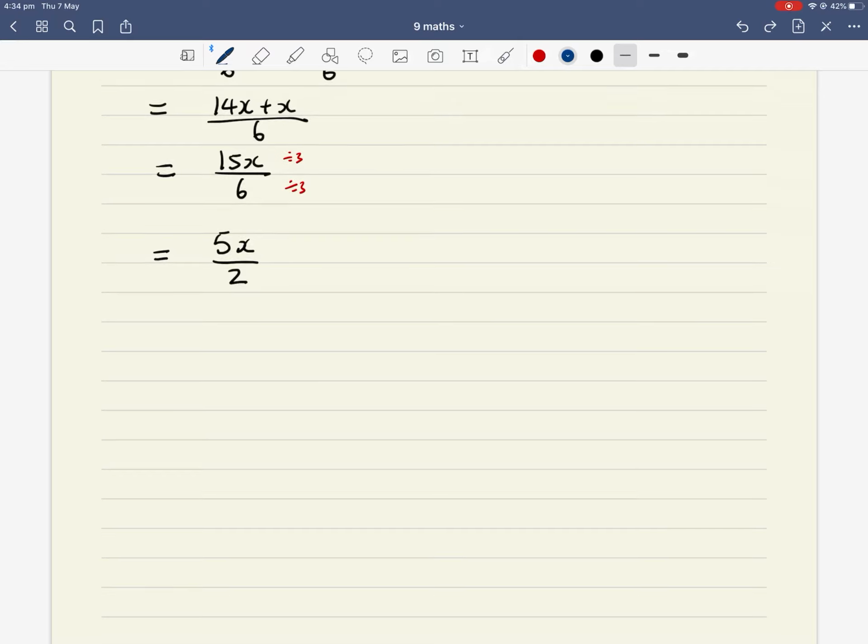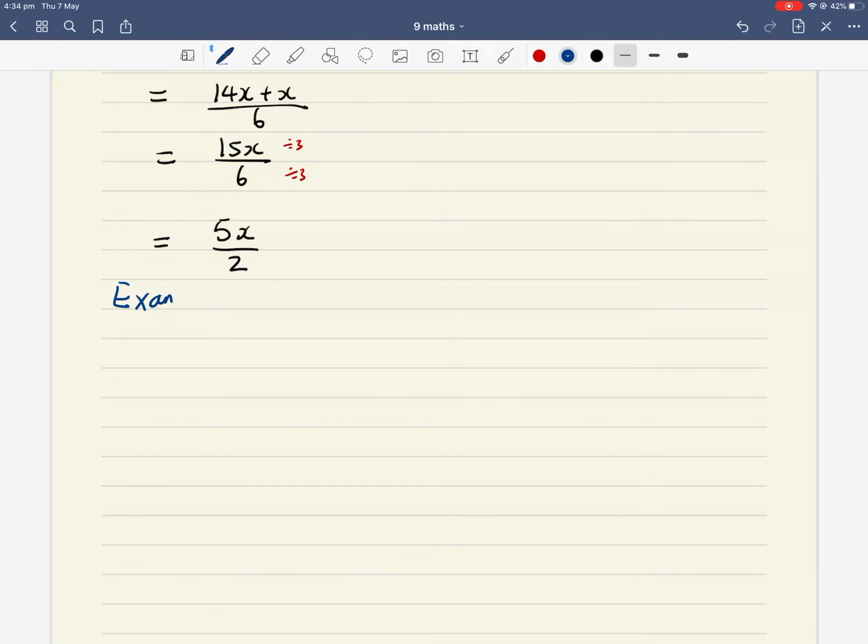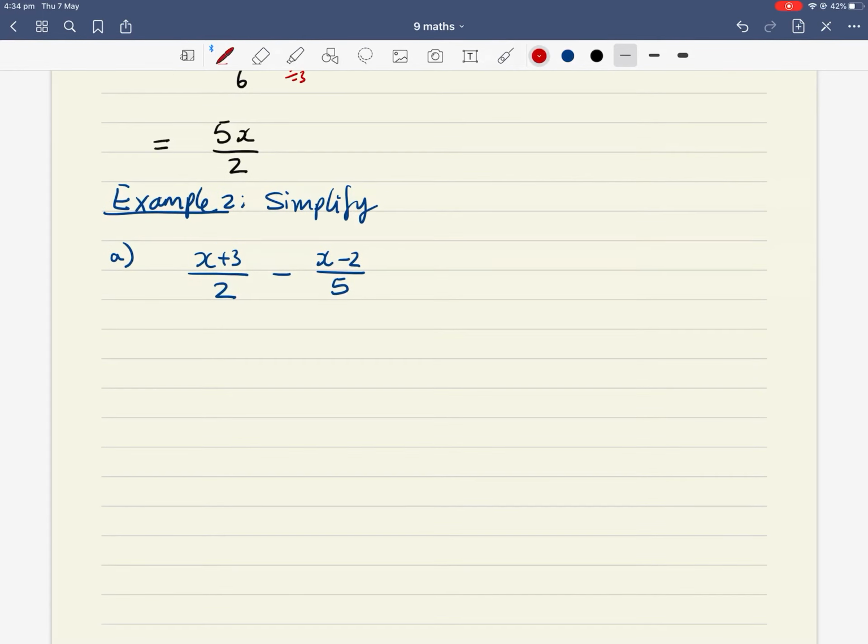Okay, so now let's have a look at example 2. Again, the verb is to simplify. So we want to simplify part A, x plus 3 over 2, no, I don't want plus, let's do minus. Minus x minus 2 over 5. Only because a lot more common mistakes are made when you subtract fractions. And I'll show you what it means.